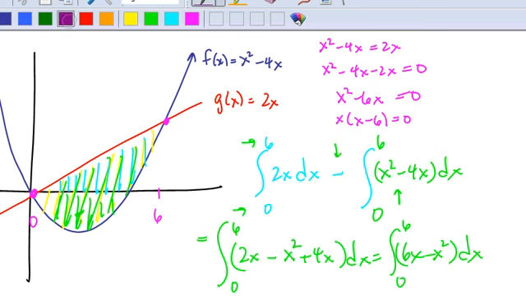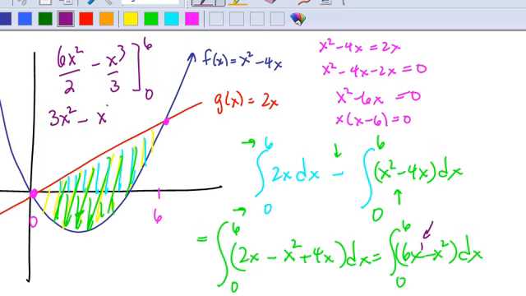Now I'm actually going to do the integration, which would be using the general power rule. So I'm going to increase each exponent by 1, so it'll be 6x squared over 2 minus x cubed over 3 evaluated between 0 and 6. And I'm going to just simplify that before I put in my constants. So it's 3x squared minus x cubed over 3, going from 0 to 6.